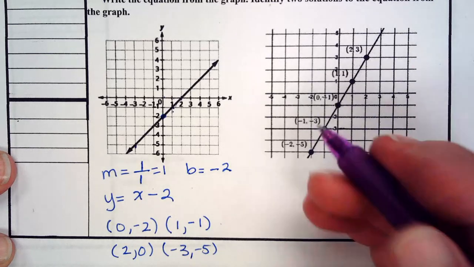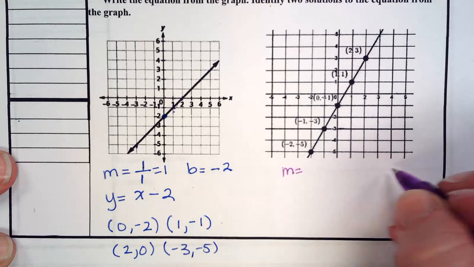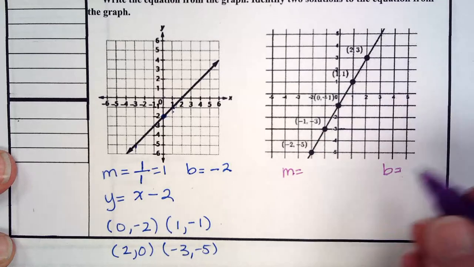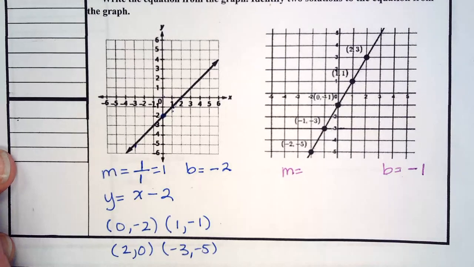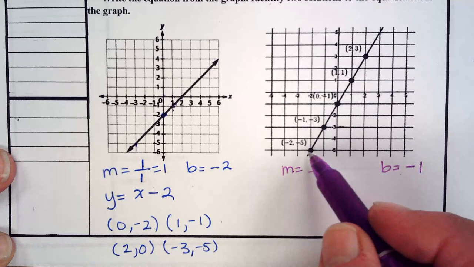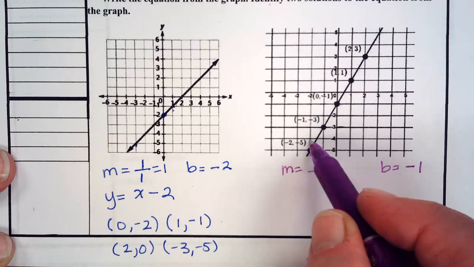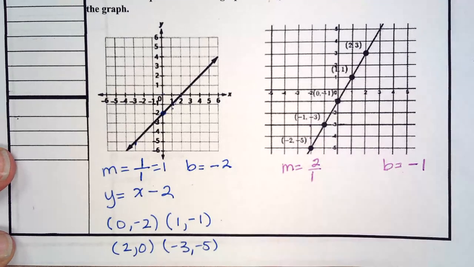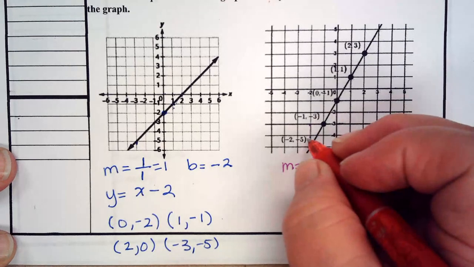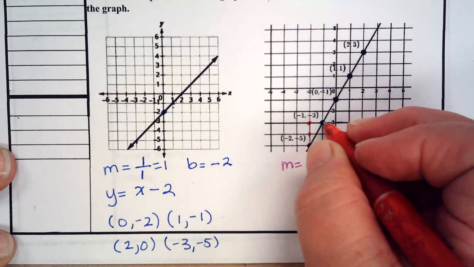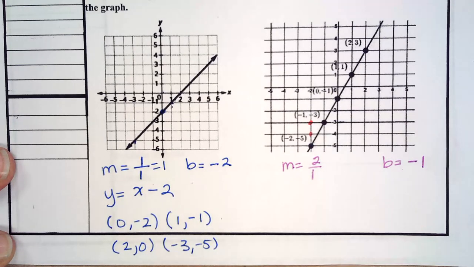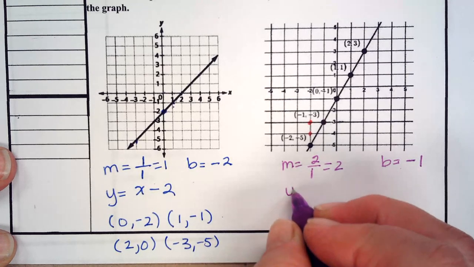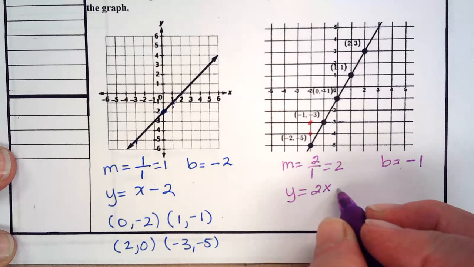So let's look at the next one. We need our slope and we need our b. It goes across at -1. So if I'm counting, I'm going up 1, 2, I'm going right 1. 2 divided by 1 is 2. So y equals 2x minus 1.